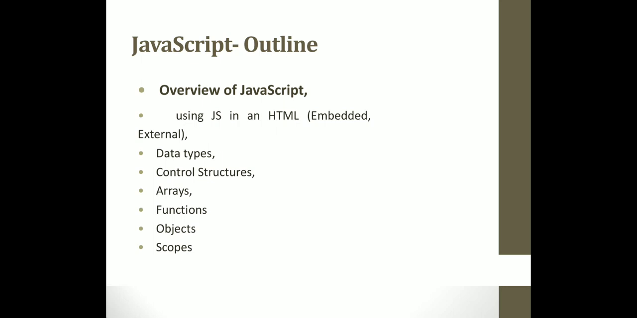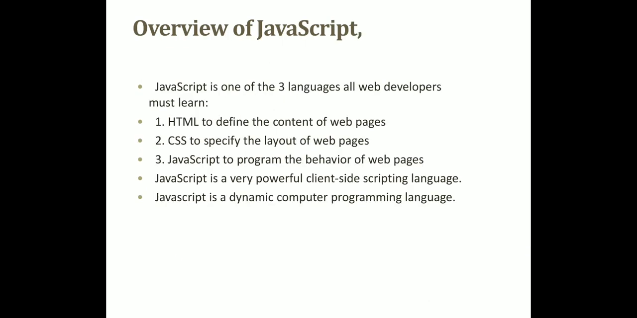It is a lightweight interpreted programming language with object-oriented capabilities, and it allows you to build interactivity into otherwise static HTML pages. JavaScript can be used in an HTML page, embedded or external. Then data types, control structures, arrays, functions, objects, and scopes are all things in JavaScript that we are going to see.